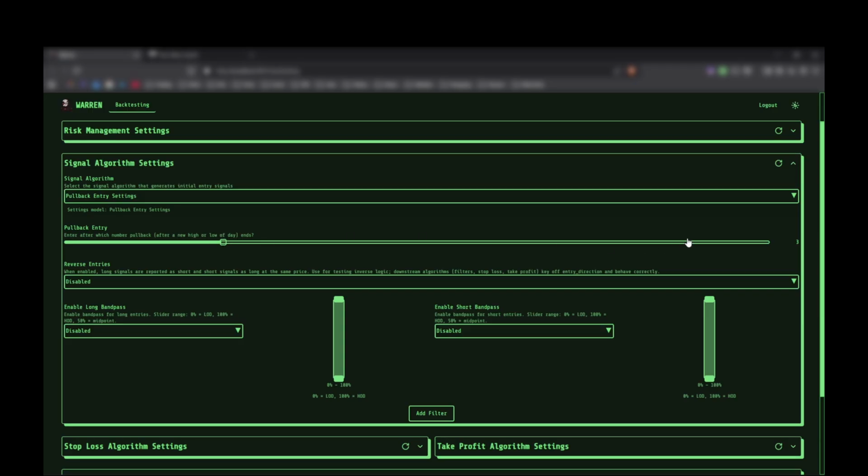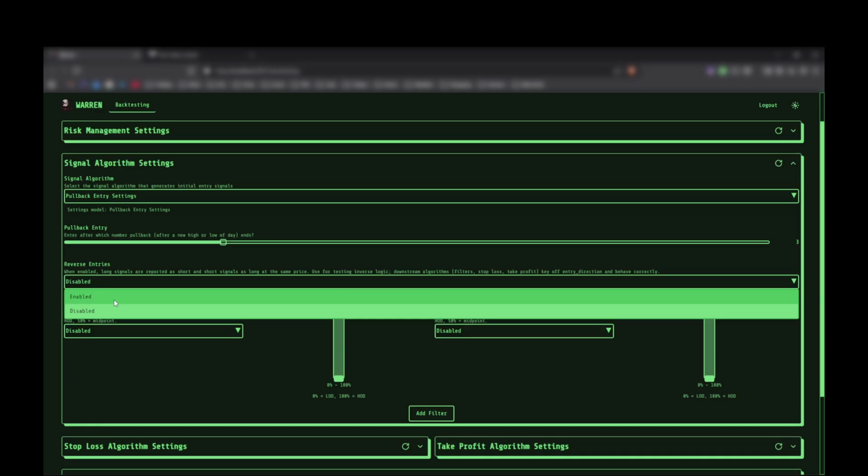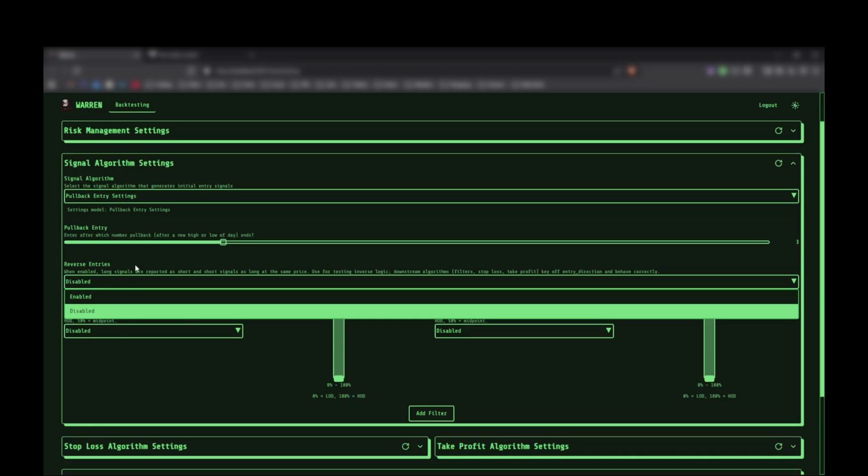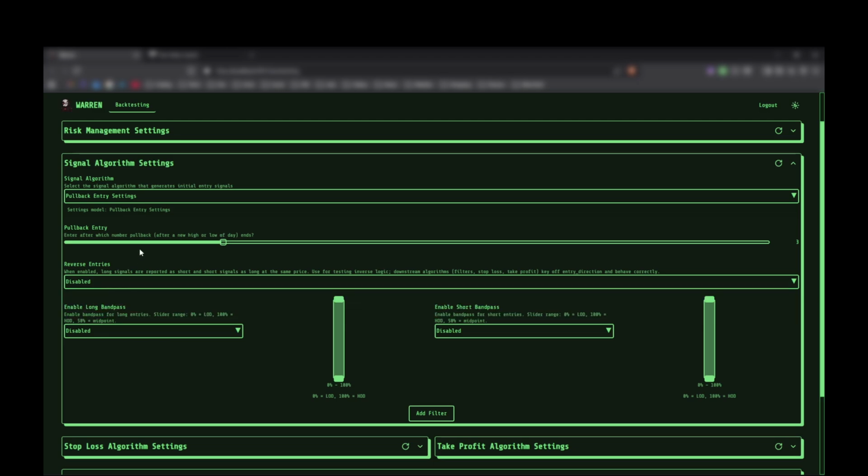so we currently have our setting at 3. If a third pullback is made and is broken out from without making a new high or low of day, then we take that trade in the direction of whichever extreme was more recent. So if the high of day was more recent, then we take that in a long direction back toward the high of day. It's a very simple overview of the algorithm. I was experimenting around with just reversing the logic here. So that's an option.